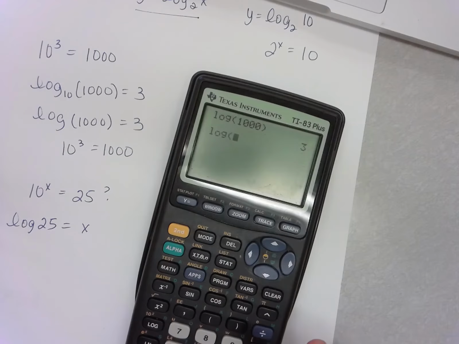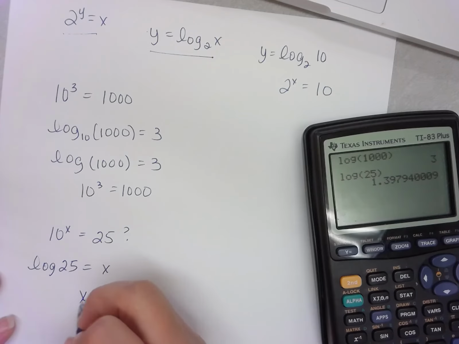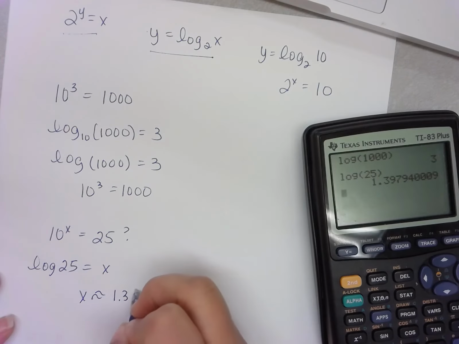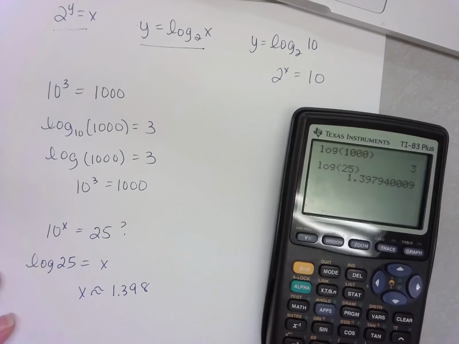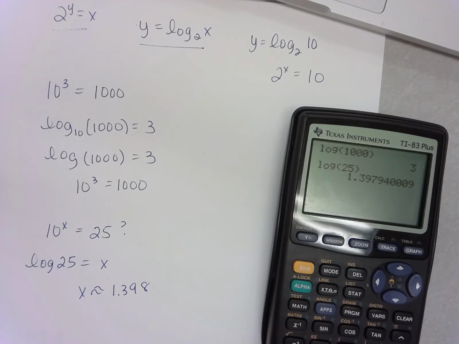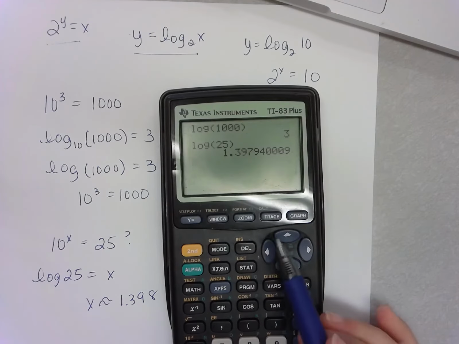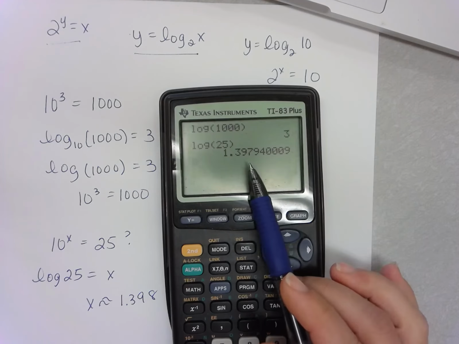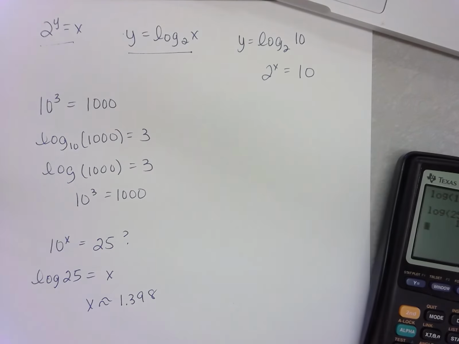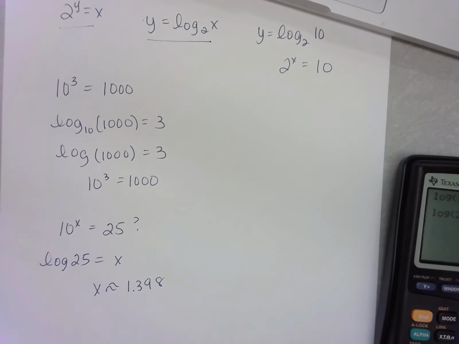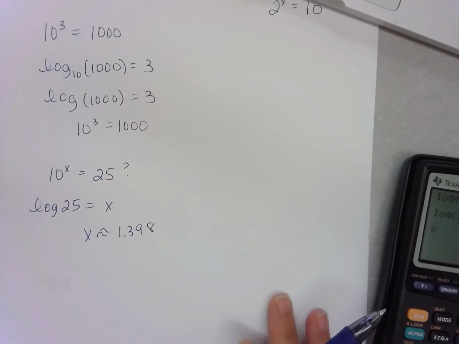So I just put in log 25, and I'm going to round to 3 decimal places. So that would be 1.398. So my x is approximately 1.398. We always want to carry these to at least 3 decimal places. So this is 1.397, and then the 9 rounds the 7 up to an 8. That's why I called it this. And I use the approximate symbol because it is an approximation, because I did round.